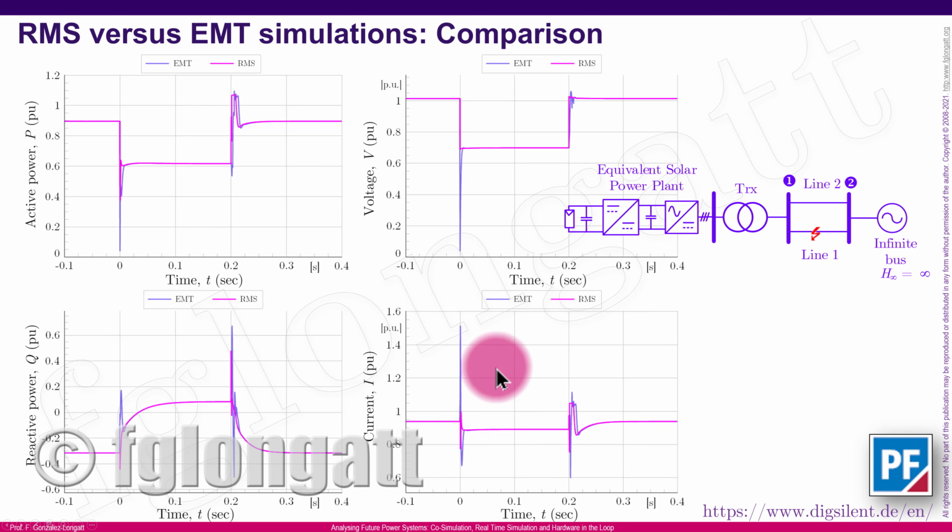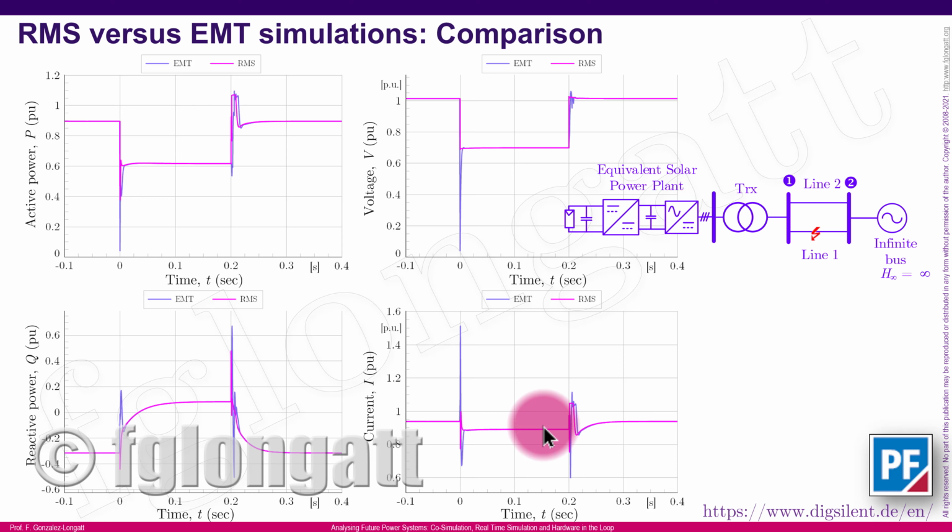For instance, if we go here to the bottom right hand side, you can see how the EMT is presenting a huge short circuit current during the starting point that is around 1.5 per unit, but if you compare the peak value of the RMS current, it's just reaching 1 per unit. What I'm trying to tell you is it's very important that we understand that EMT and RMS are very different. They contain very, very different information.